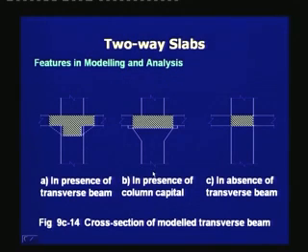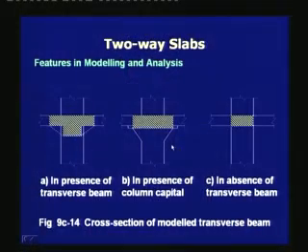In this sketch, we are seeing the cross section of the transverse beam that is considered. As I said, the transverse beam need not be a visible beam. It can be a part of the slab which is bound by the column. In this figure, on the right hand side, there is no visible beam, but the modeled transverse beam is the part of the slab which is bound between the column faces.